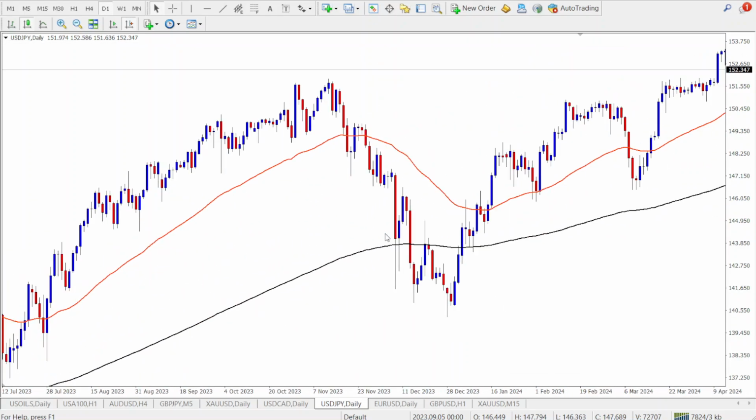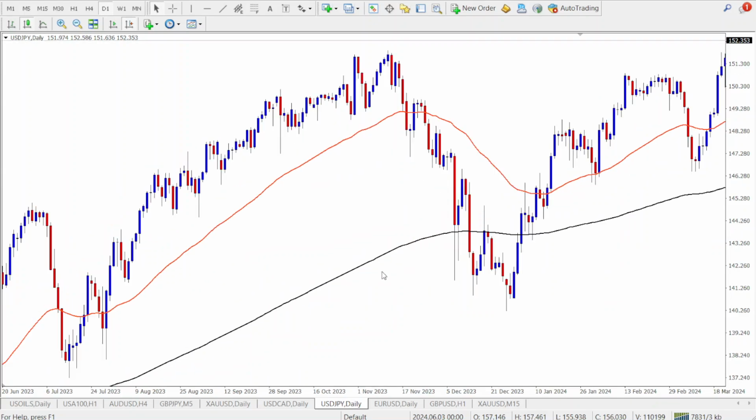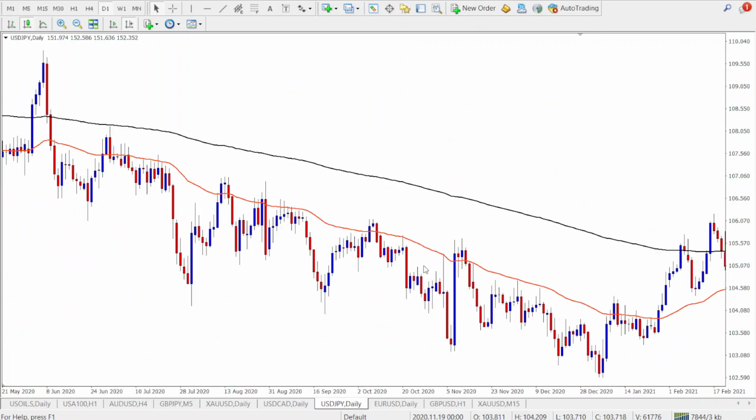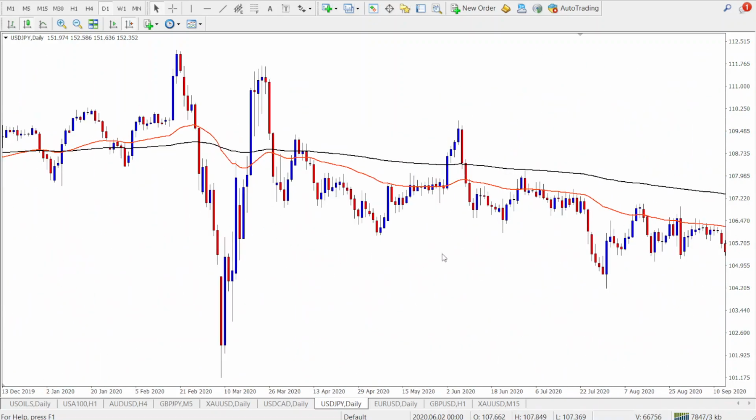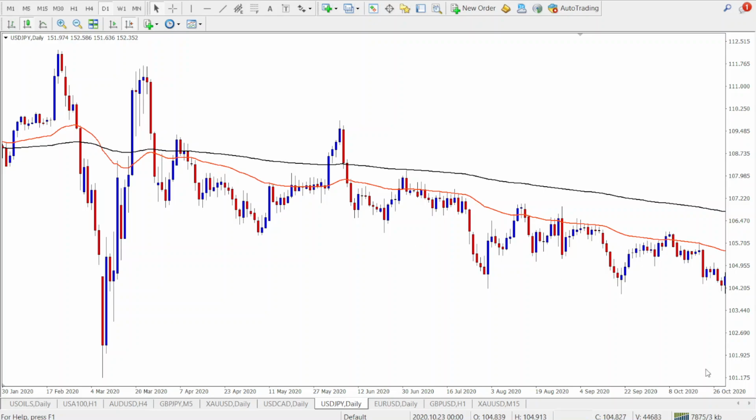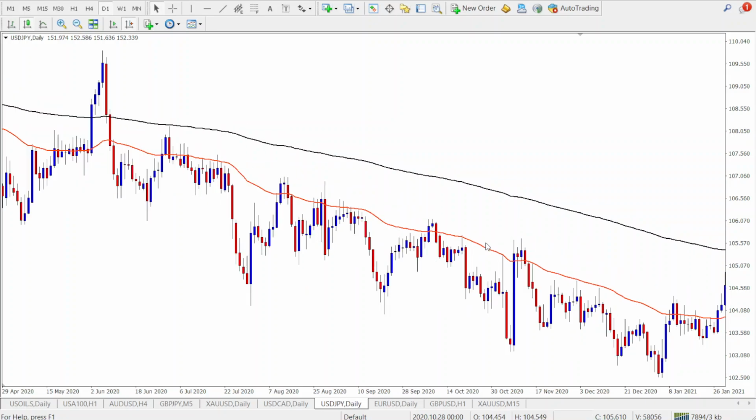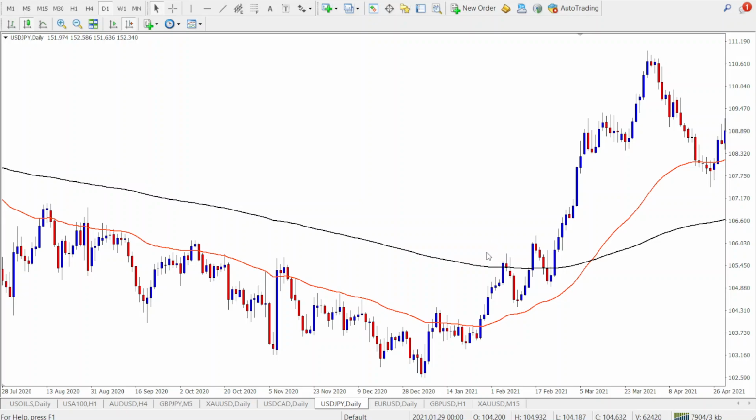On the other hand, a bearish crossover, also known as a death cross, occurs when the short-term moving average, which is the 50 EMA in this case, crosses below the long-term moving average, which is the 200 EMA in this case. It signals a potential downtrend. All right. Now, crossovers work best in trending markets, but can give false signals in choppy conditions. So always combine them with other confirmations. Okay, it is very, very important.